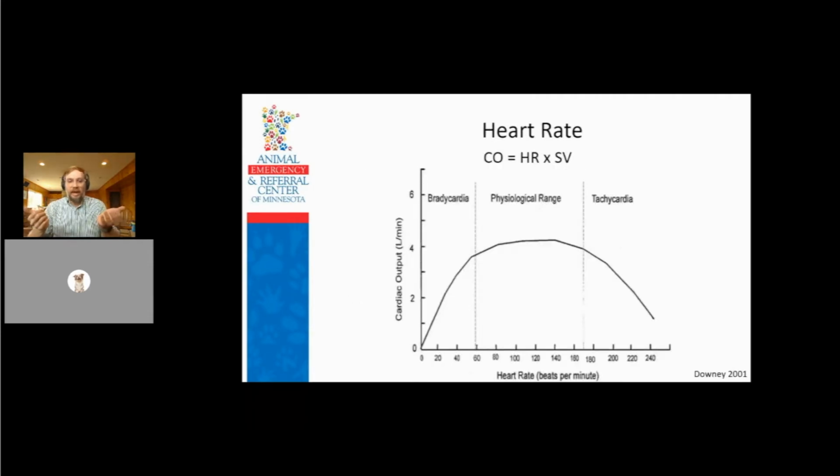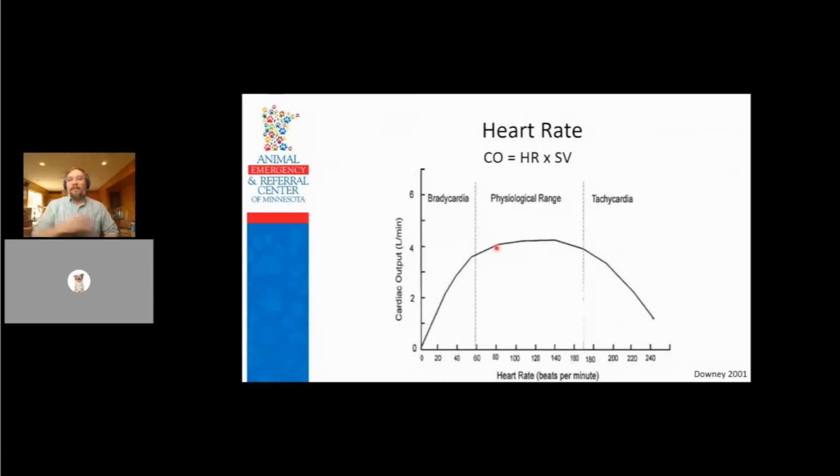So why does heart rate matter? Well, heart rate is one component of cardiac output. Stroke volume is the other. And the reason why your heart rate normally increases when you exercise, or at least people who exercise tell me their heart rates go up, as you need more oxygen delivery to your body, the heart rate goes up, which increases cardiac output, which increases oxygen delivery to the tissues, to the brain. When you're bradycardic and your heart rate is really low, your cardiac output is going to be down.